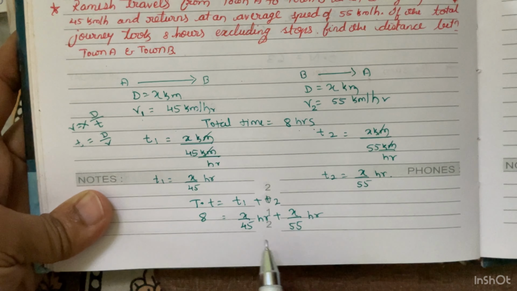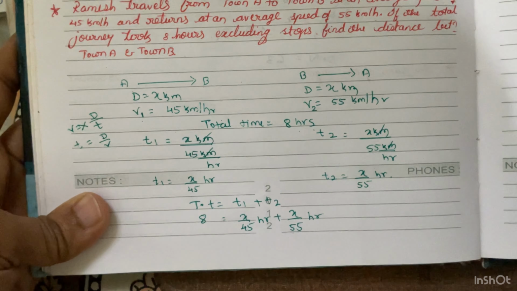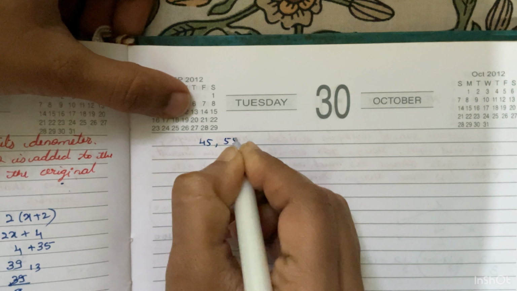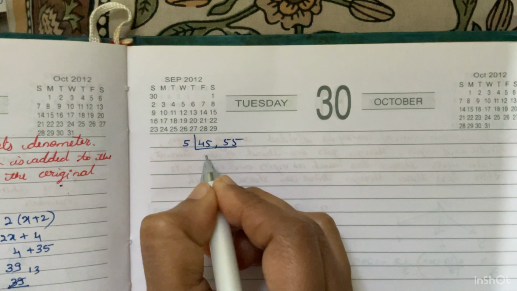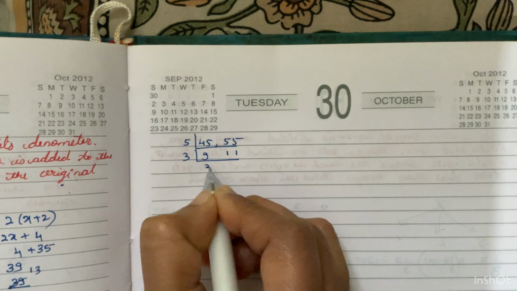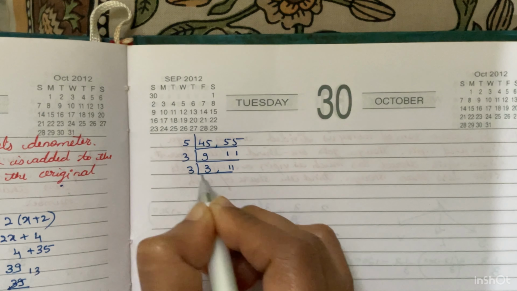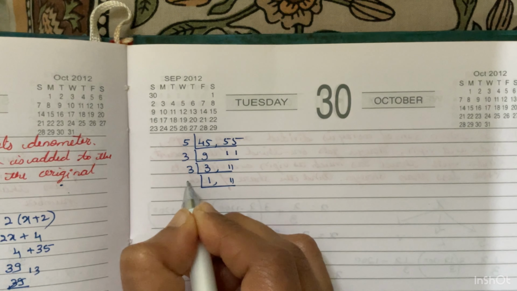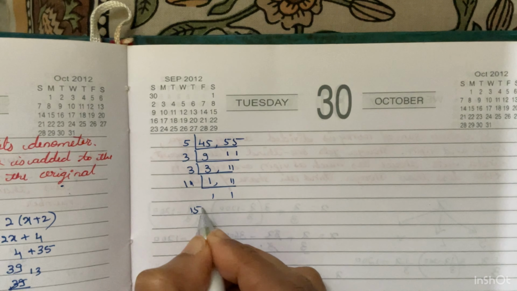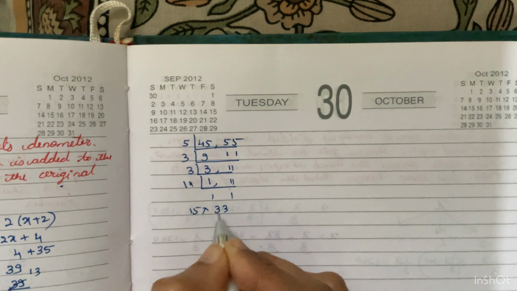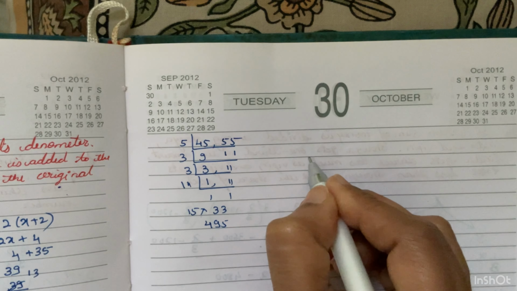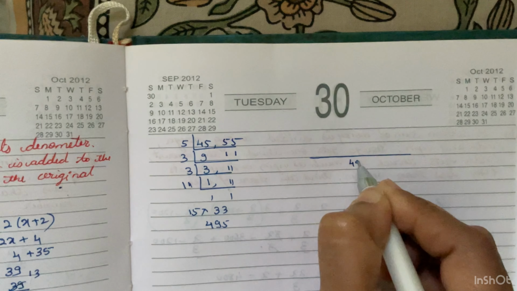To simplify further, we need to take the LCM of 45 and 55. Let me do it here: 45 and 55. Let me start with 5: 5 nines are 45, 5 elevens are 55. Now take 3: 3 threes are 9, 11 as it is. Let me take 11. Now we need to multiply: 5 times 3 is 15, 11 times 3 is 33, and 15 times 33 gives 495. So the LCM is 495.